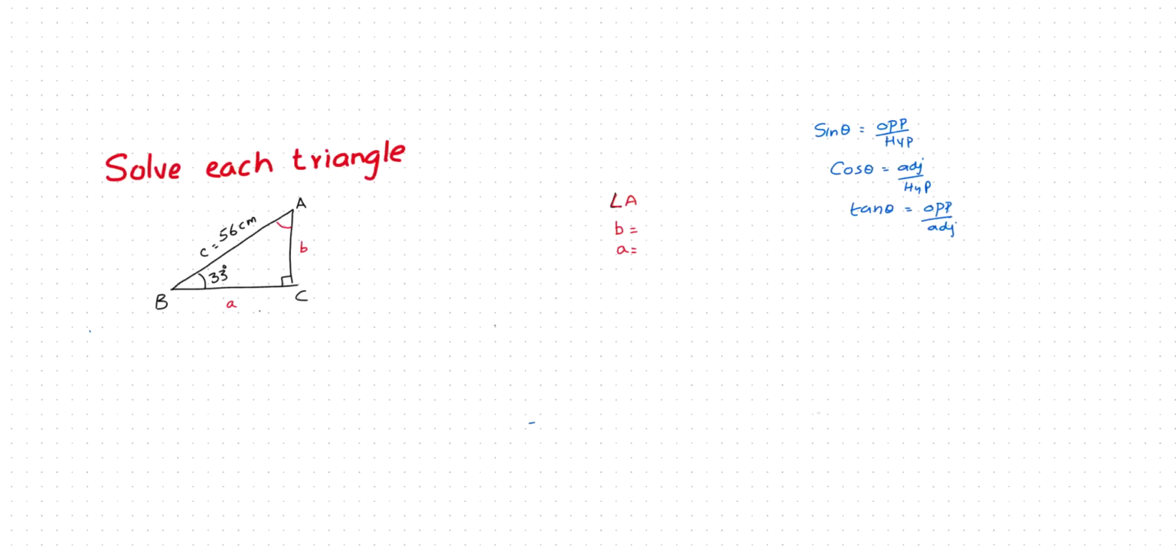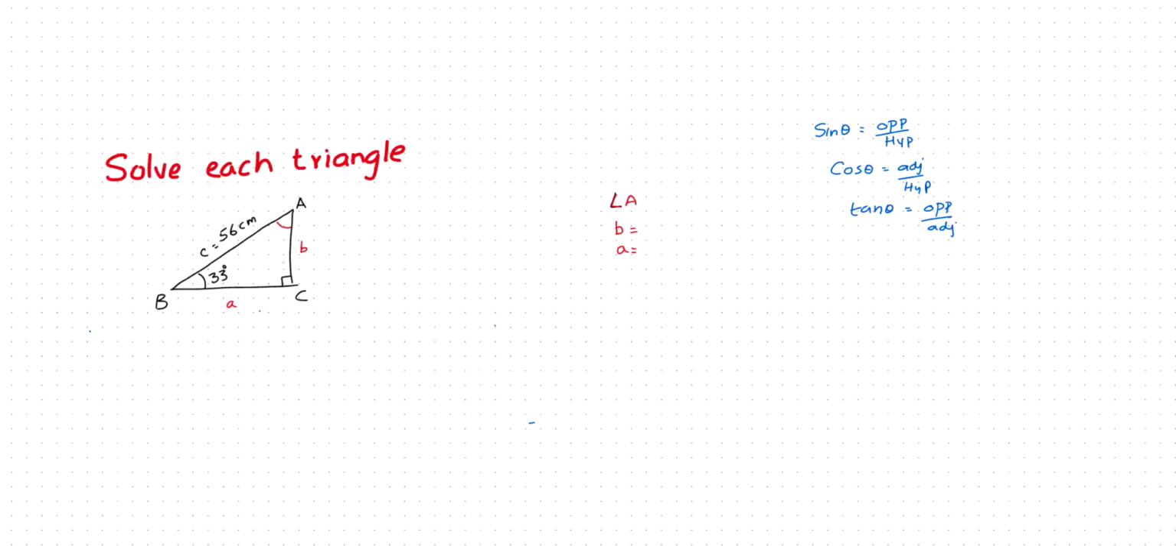In this video, we'll solve each triangle. Solving a triangle means when we know all the three sides and three angles, the triangle is solved. So in this triangle ABC, the side opposite to angle A is called side A, opposite to angle B is side B, and opposite to angle C is called side C. So in this triangle, angle B is known and one of the sides is 56. Now we have to find angle A and side A and side B.